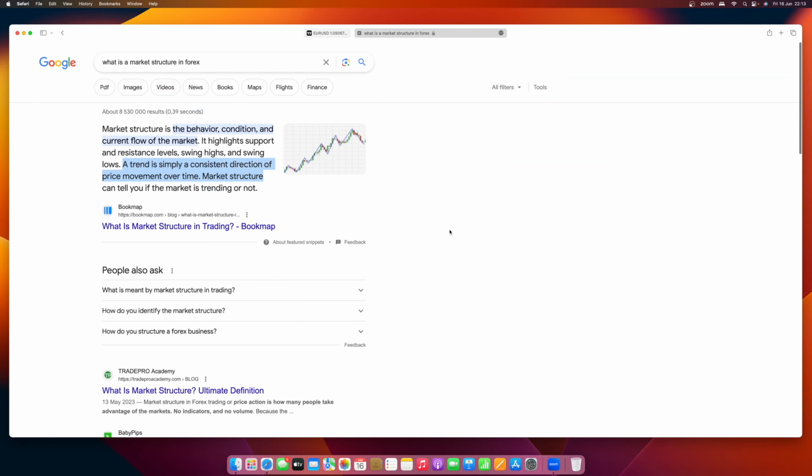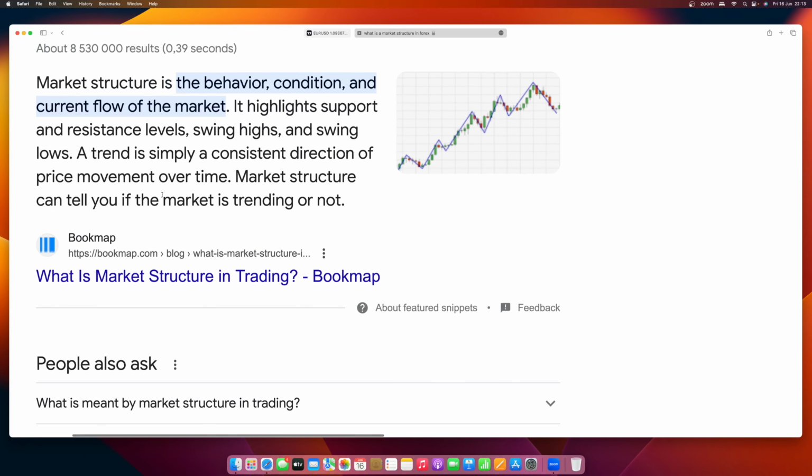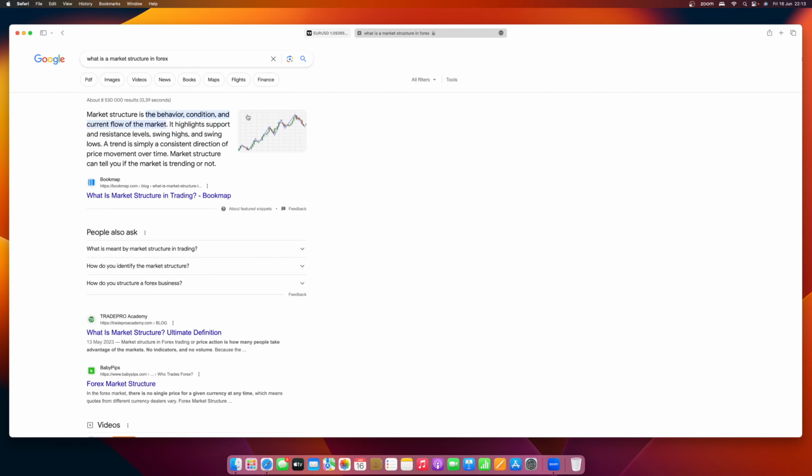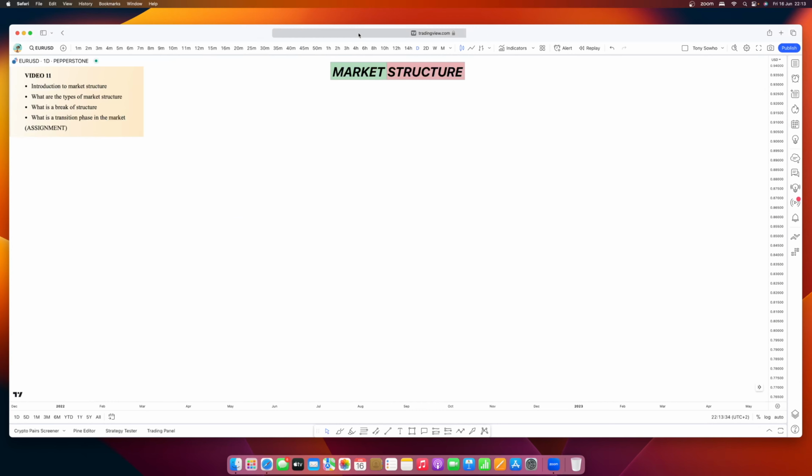So that is market structure. Market structure can tell you if the market is trending or not. Trending means, just like the definition before, a consistent direction of price movement in one direction over time. It needs to take time for us to know it is actually trending. So that is market structure.